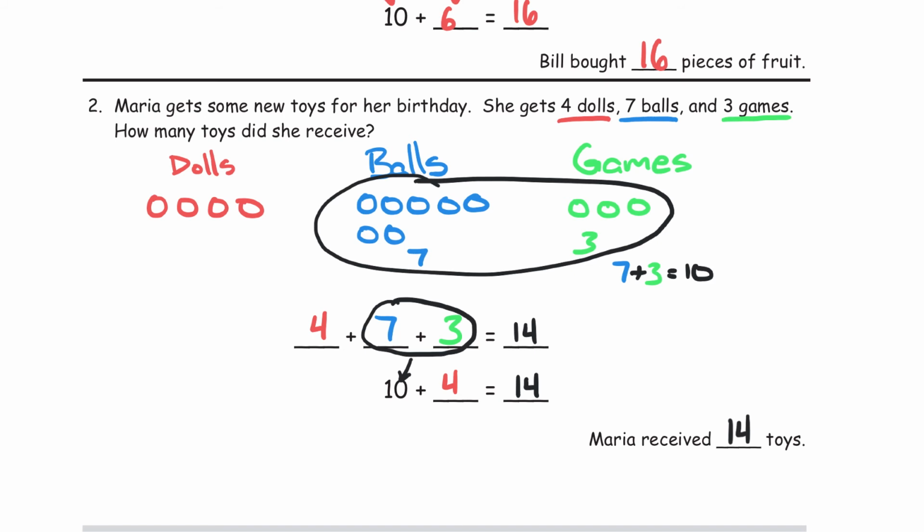Okay, go ahead and flip the paper over. I'm going to help you set up the next 2 problems, and you're going to do the rest of them on your own. Those are the problems that you're going to take a picture of in Seesaw.